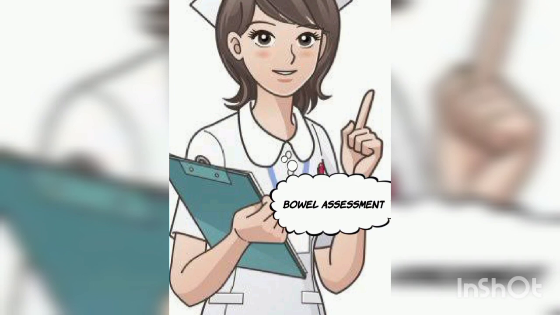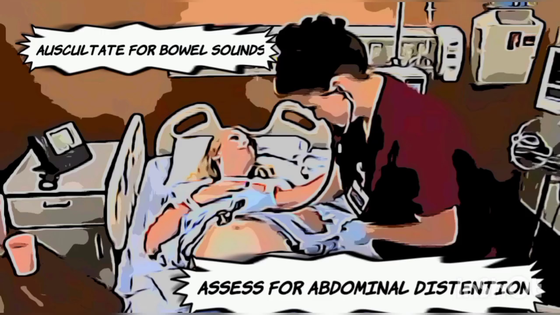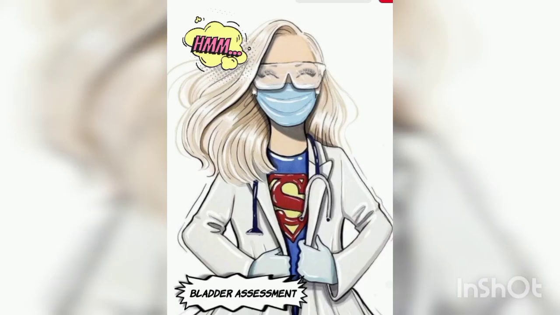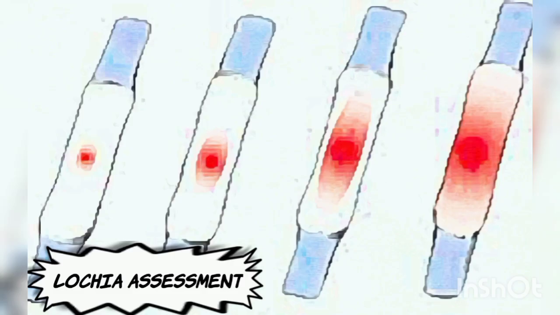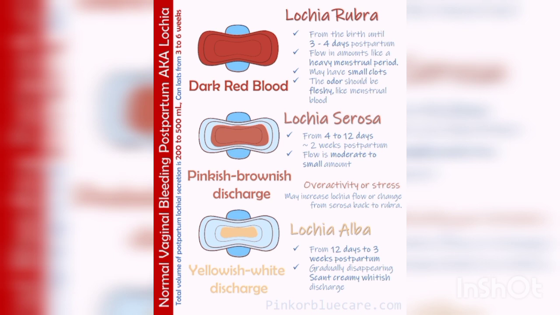Bowel assessment. Auscultate for bowel sounds and assess for abdominal distension. For bladder assessment, ask the client about voiding pattern, presence of pain or burning sensation during urination. Palpate for bladder distension, track fluid balance, intake and output. Lochia assessment. Assess the amount of lochia. Note the time of the last perineal pad change. Note the amount of lochia in a perineal pad: scant, small, moderate, large. If weighing perineal pads, 1 gram equals 1 ml of blood loss.